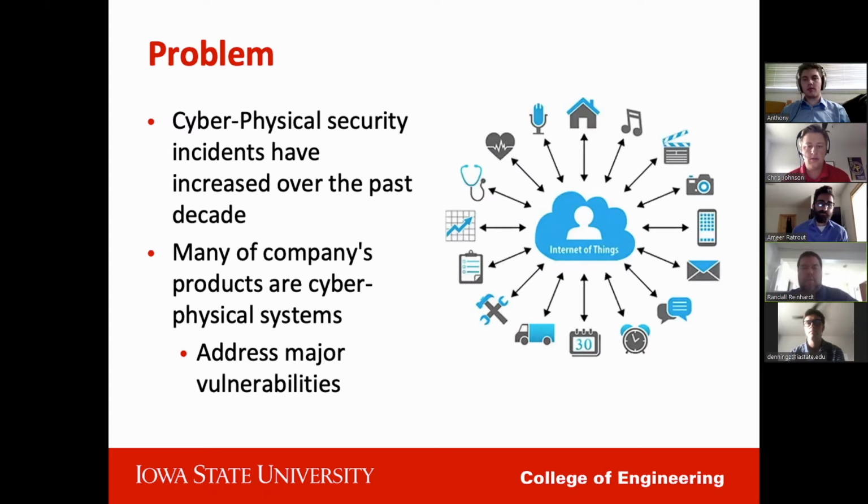So the problem we were tasked with was to investigate security incidences with cyber physical systems, and we have seen that these have increased over the past decade. And so this has become a concern for our sponsor for the project, and this is because many of their products are cyber physical systems. And so they wanted us to basically look at some of the major vulnerabilities involved with a breach of security.